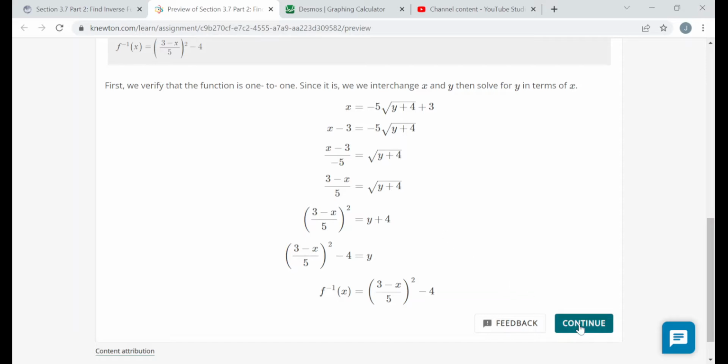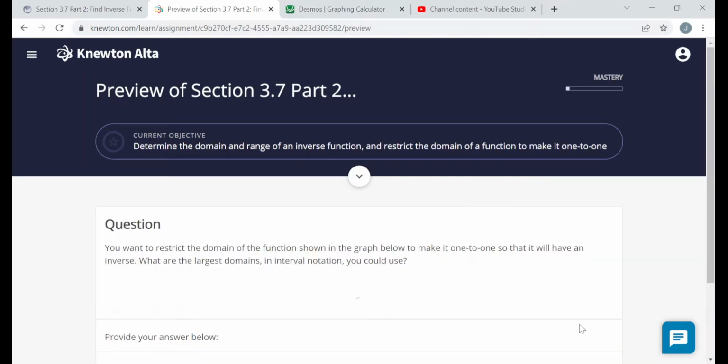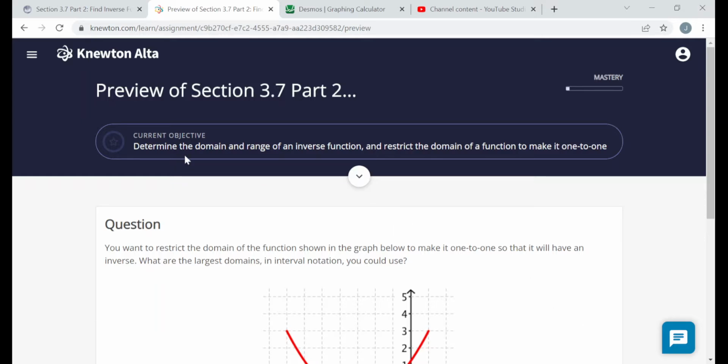And that procedure I went through, switch x's with y's, y's with x's, and then solve for the new y, that's what I'm going to do to find any inverse function. And then we'll take a look at the graphs and see if they're reflections across the line y equals x. Okay, so here, new objective.